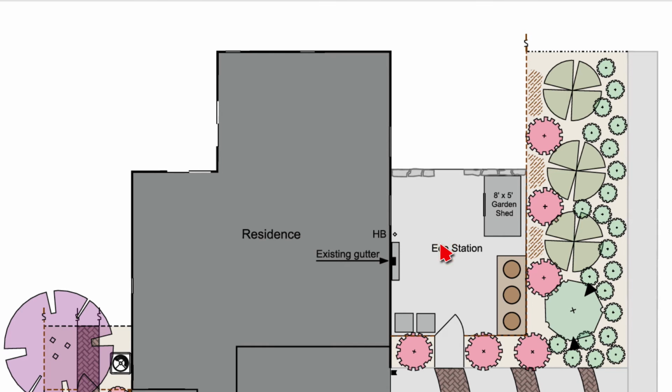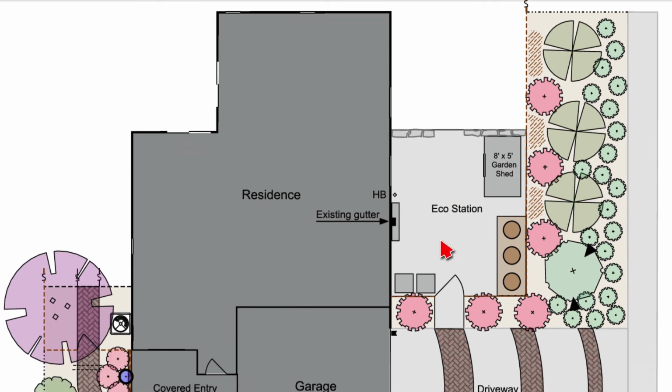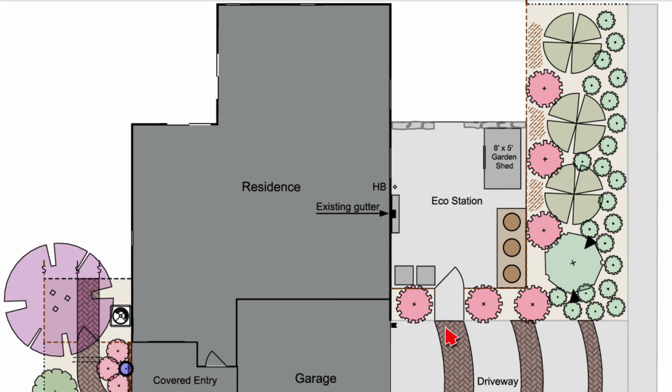Let's go to the eco station. This is an area where we have reused concrete that was cut out of the driveway for our permeable pavers and repurposed here instead of taking that to the landfill. We're capturing rainwater in this rainwater catchment system. We are composting here right on site so that any clippings that might be pruned away from our plants can be put there, and then the compost breaks down naturally and we can take that back into our gardens.